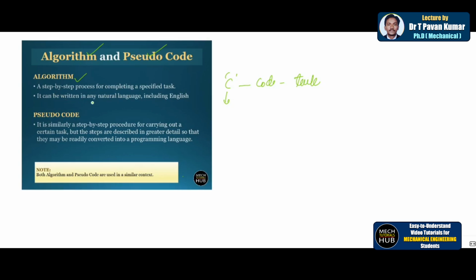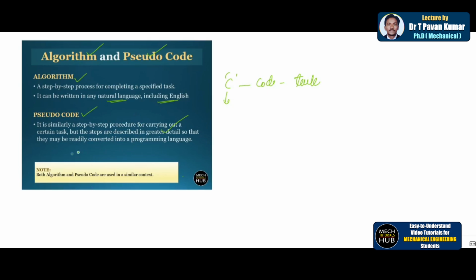Okay, it can be written in a natural language, nothing but the English language. Pseudocode is similarly a step-by-step procedure for carrying out a certain task, but the steps are described in greater detail. An algorithm will have less detailing, whereas pseudocode will have more detailing, so that it may be readily converted into a programming language. If the pseudocode is properly written, then it can easily be converted to code.